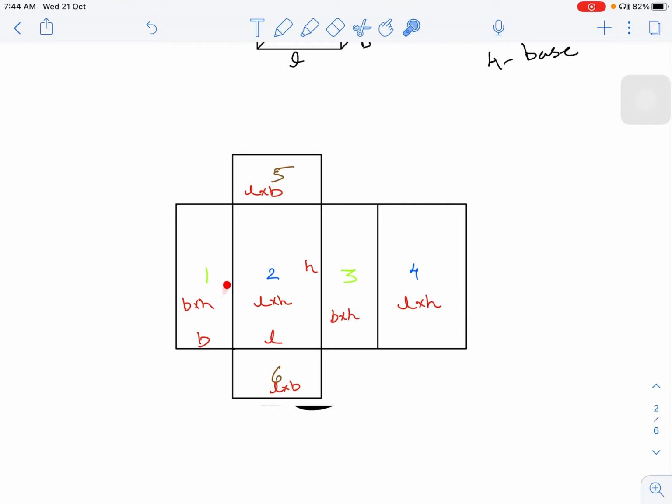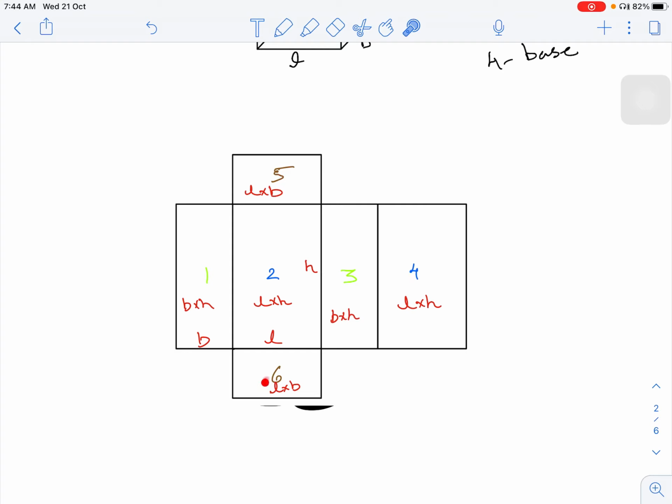So what will be the area of the first part? That will be base into height. Similarly, the area of the second part will be length into height. The third part again will be base into height. The fourth part will be length into height. The fifth part will be length into breadth, and the sixth part will be length into breadth. Now we have the area of all individual faces.